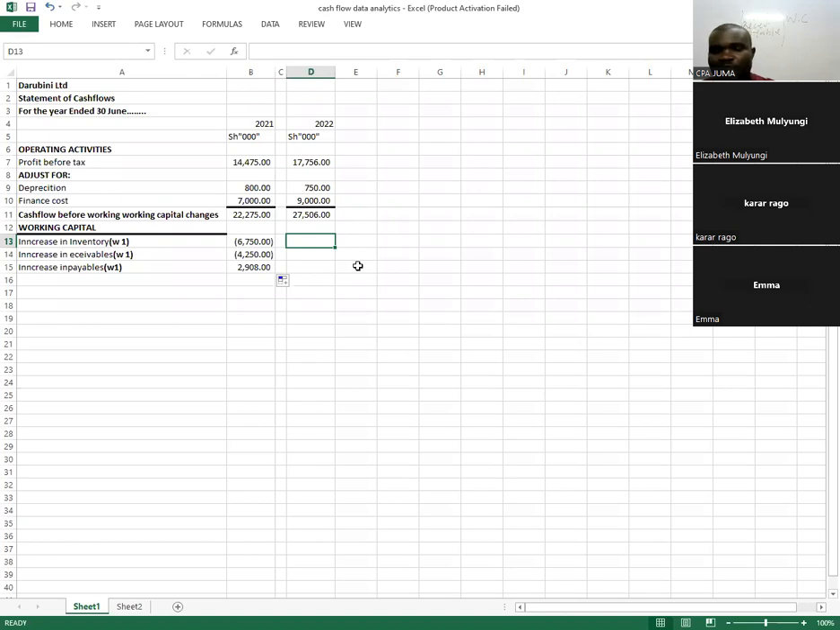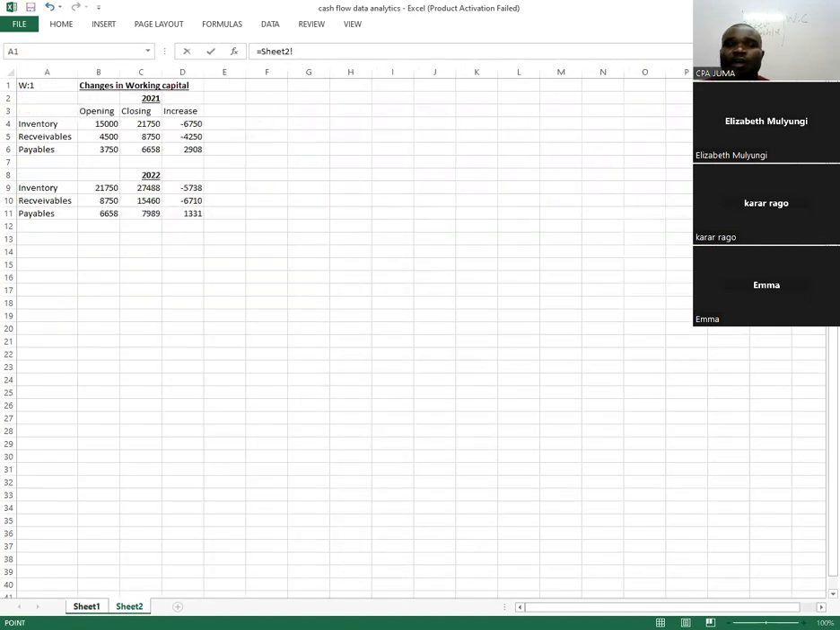So I press the equal sign where I want the figure to come. I want it to come to the cash flow from working. You bring it to presentation from working. So I say is equals to, then I go to my working, which is sheet 2. I press there.